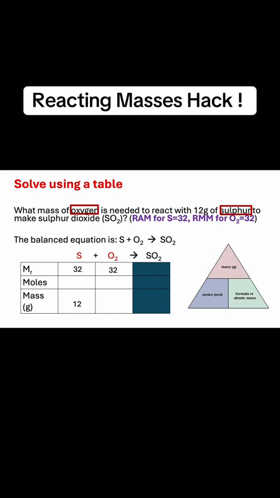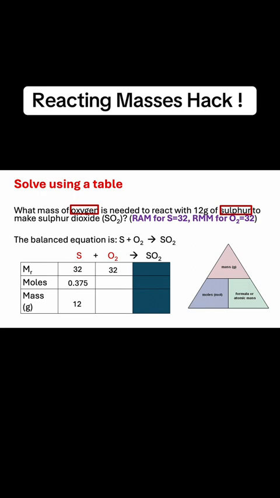So let's go back to our sulfur. We need to find the number of moles of sulfur. Using the triangle, if you cover moles on your triangle, the equation will be moles is equal to mass over relative formula mass or relative atomic mass. So let's perform that calculation. 12 over 32, 0.375 moles.